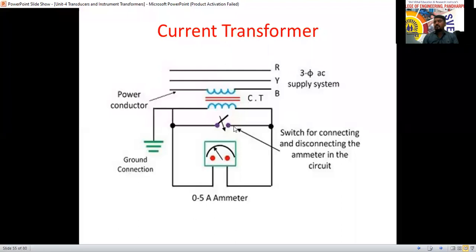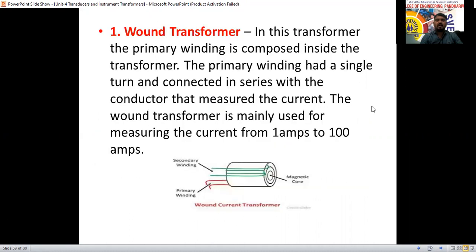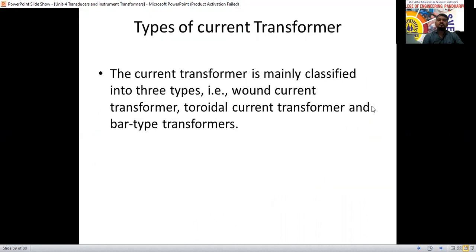Okay. Next, we will go for the current transformers. There are different types, but according to your textbook, current transformers are mainly classified into three types here. One is the wound current transformer, second is the toroidal current transformer, and third is the bar type transformer. The types are derived based on the shape.